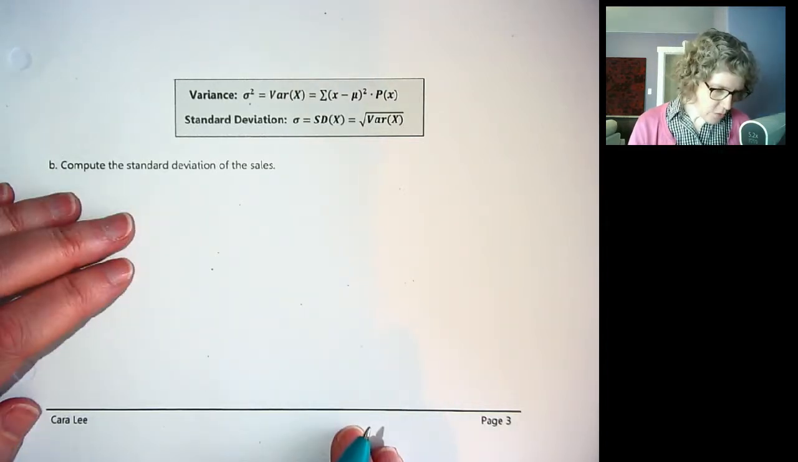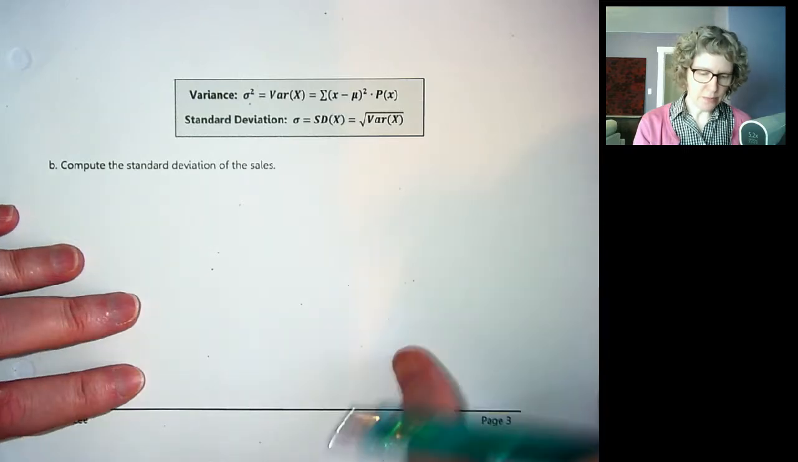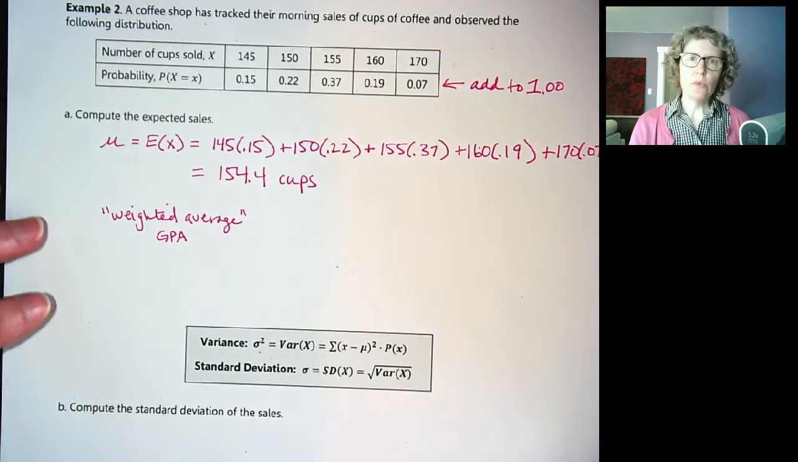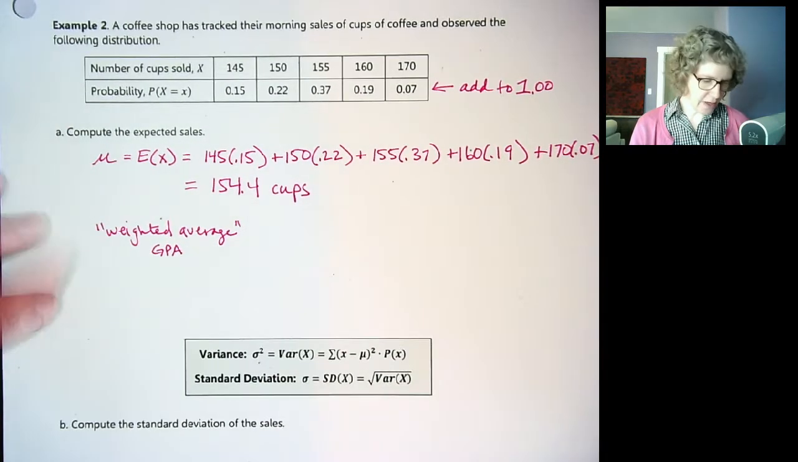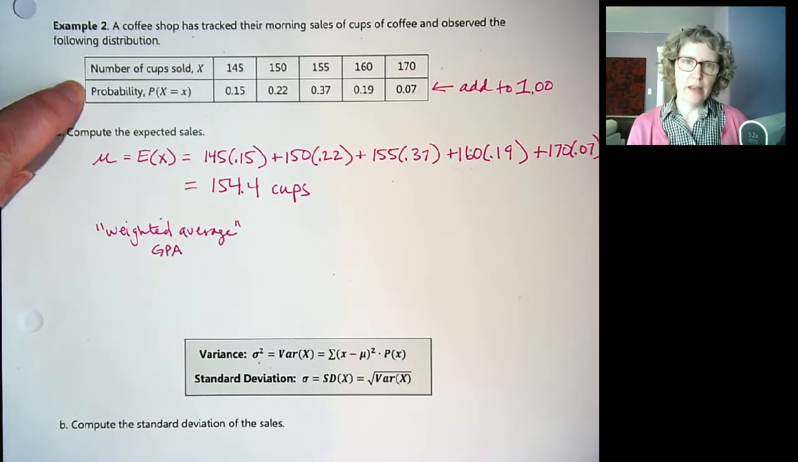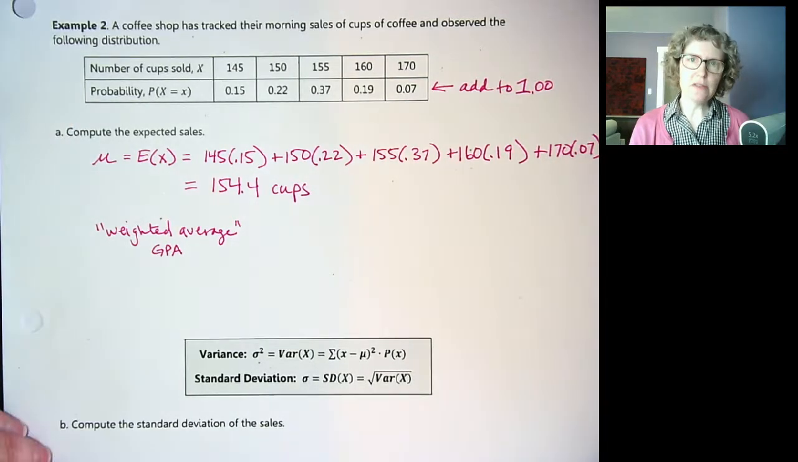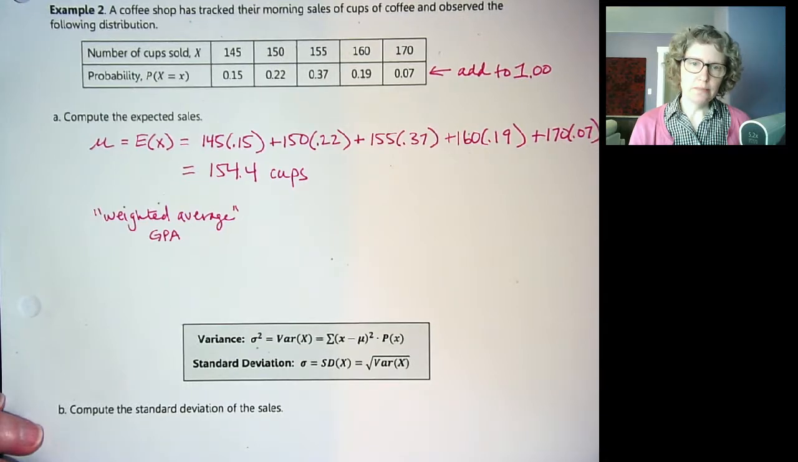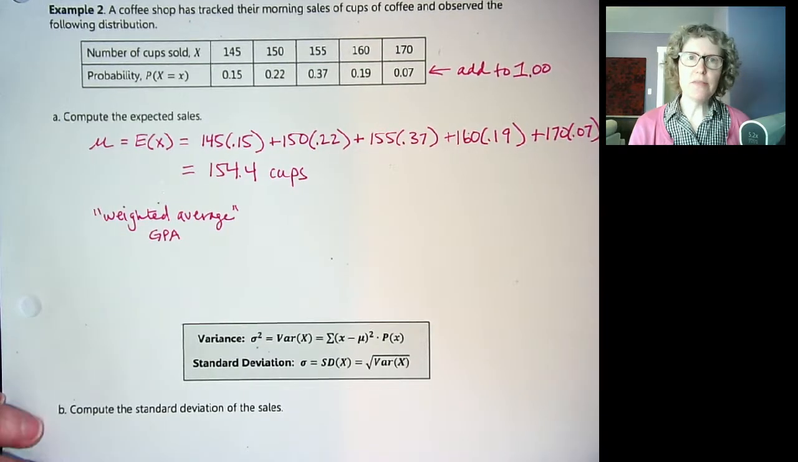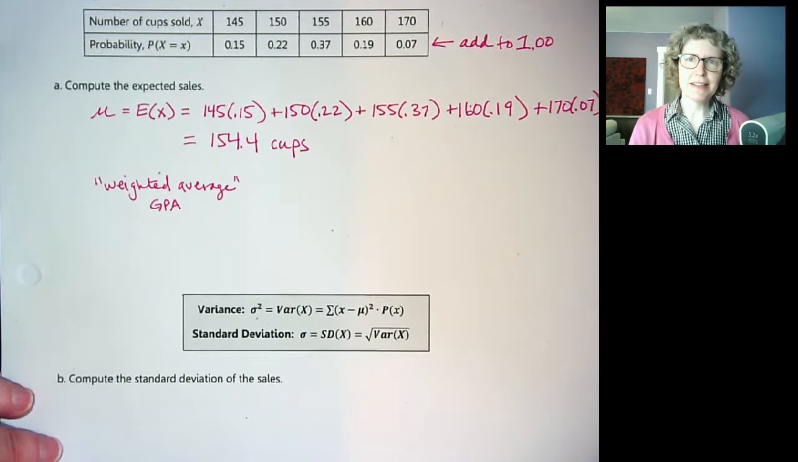Okay, so we have our same table. Let me put it down just for a second. We have the same table where we just found the expected value. And now we want to find the standard deviation. In fact, I'm going to need to keep that there so we can see it.